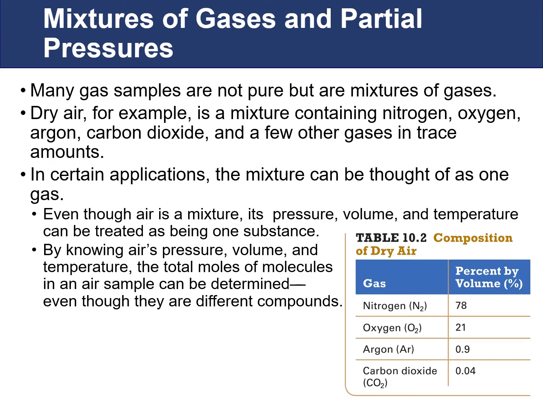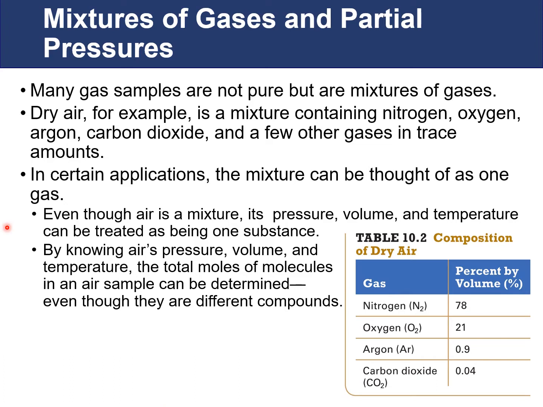Dry air, for example, is a mixture of nitrogen, oxygen, argon, carbon dioxide, and a bunch of other trace gases. The primary component of that is nitrogen. Nitrogen makes up roughly 78% of the air. The next is oxygen, which is 21%, and then argon, which is about 0.9%. Carbon dioxide currently is about 0.04%, and then there's a bunch of trace gases that make up the remaining 0.06%.